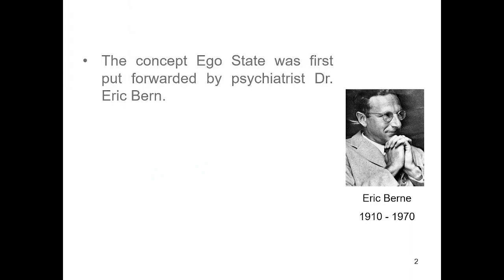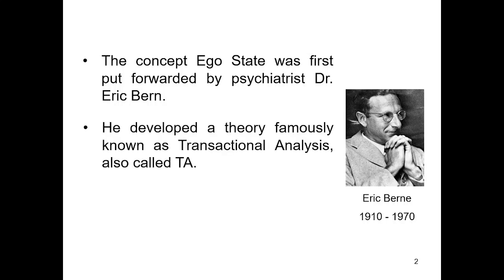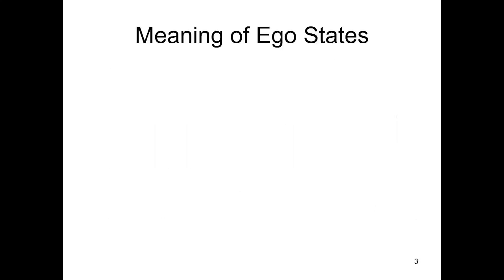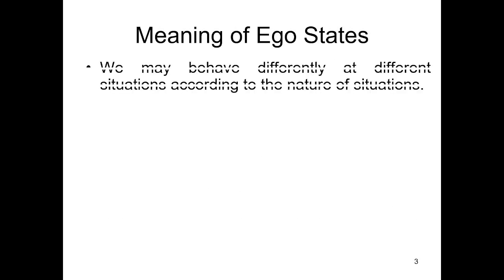So dominant ego state is proposed by Eric Berne. He was a well-known psychiatrist. His theory is transactional analysis, and the concept of ego state is a sub-part of this theory, and it is very helpful to understand the personality of a person. Let us start with the meaning of ego state. What do you mean by ego state?